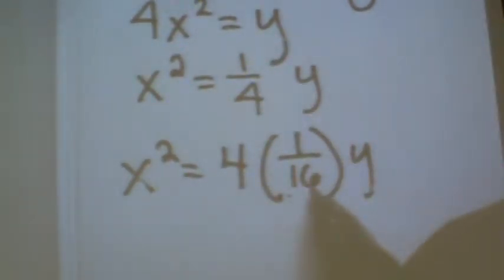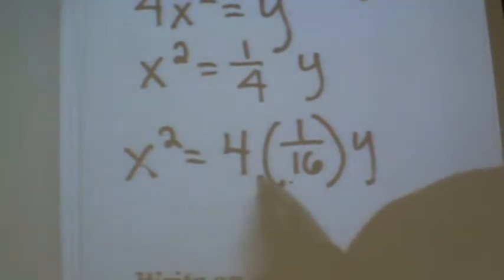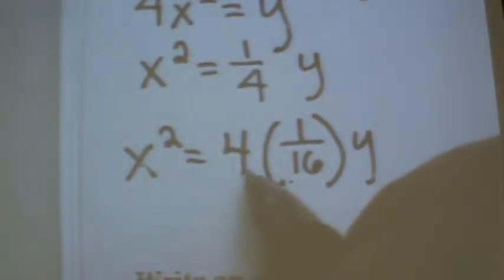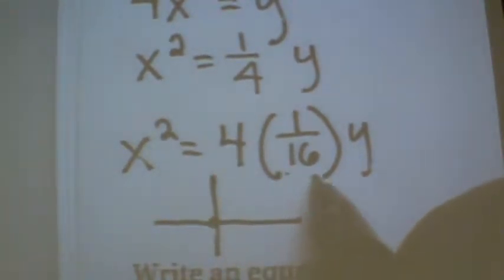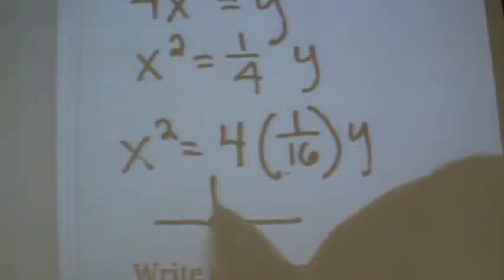4 times 1/16 is 1/4. You need a 4 here. You must get a 4, or if this is a negative number right here, then you want a -4 here. So now, this will tell you that your vertex is at the origin, and 1/16, which is very small, is the p value.